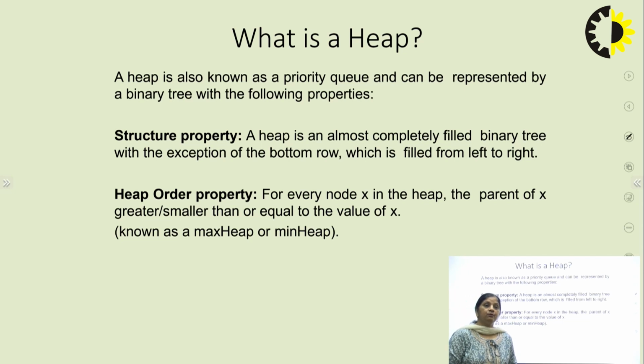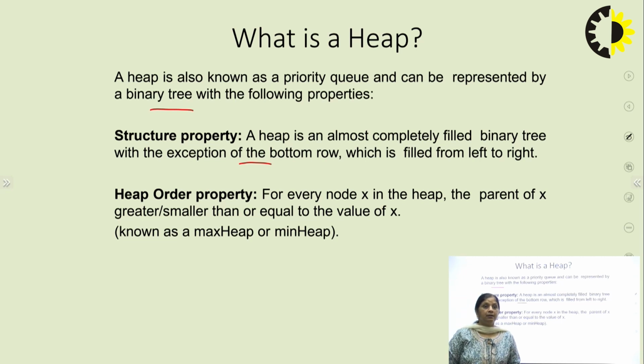So first point is, what is heap? A heap is a priority queue and can be represented using a binary tree. Now, what are the properties of a heap? It is a binary tree with these properties. First one is structure property. What is the structure? A heap is an almost completely filled binary tree with the exception of the bottom row, which is filled from left to right.